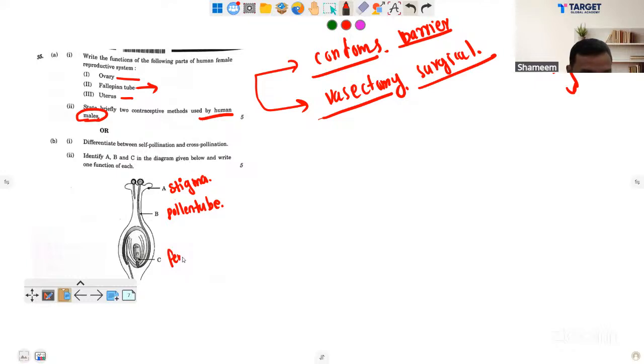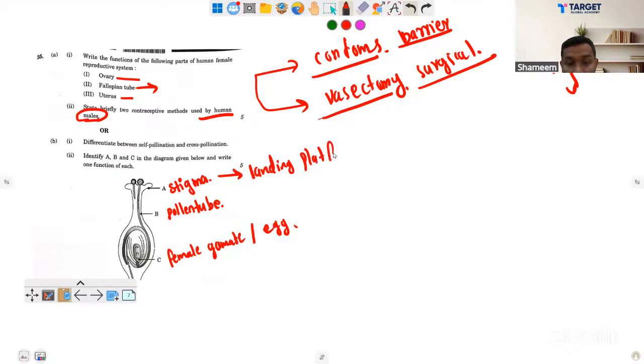C is the female gamete or egg. What about the stigma? You can write the function of stigma. It is the landing platform of pollen grains, because the pollen grains are deposited on the stigma.